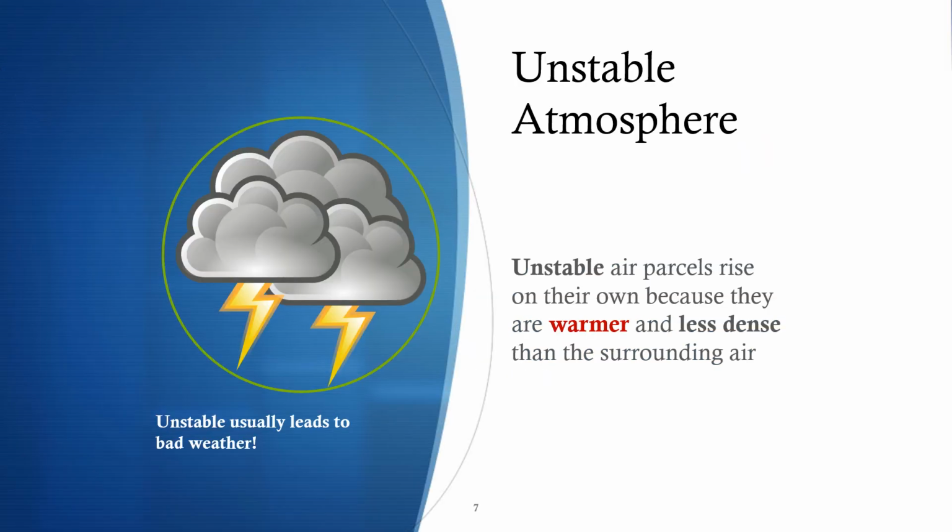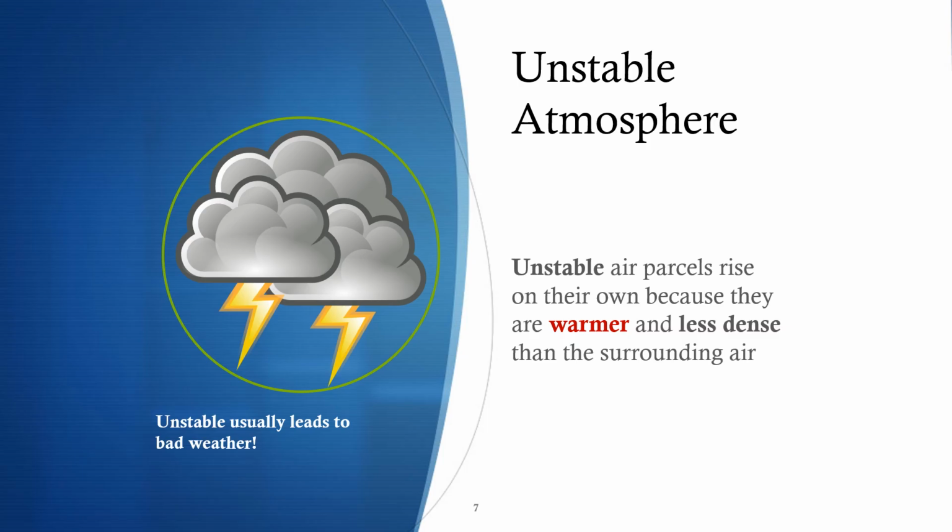So let's take a look at unstable first. Notice the storm cloud. Again, pretty much what I just said. Unstable air parcels rise on their own. They don't need to be pushed up. They want to do it on their own because they are warmer and less dense than the surrounding air.